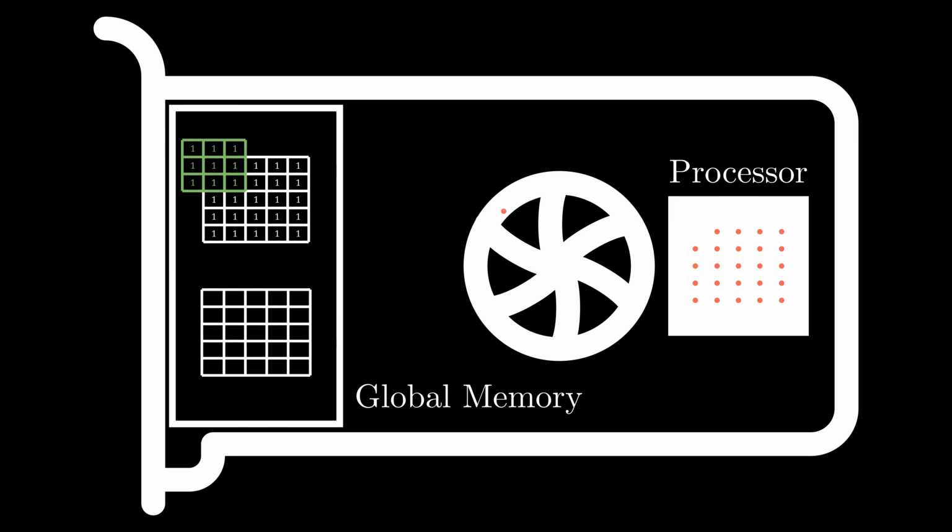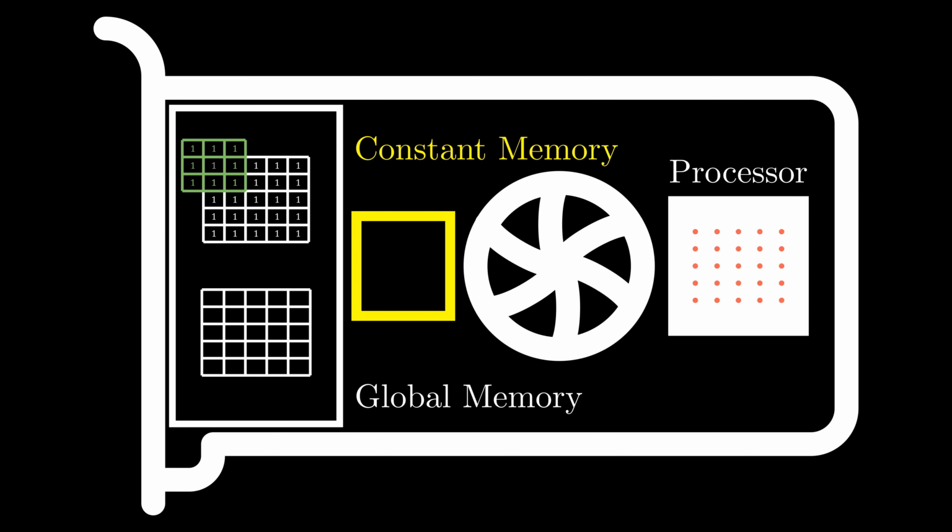Let's start with the filter. Besides global memory, GPUs also have a much faster constant memory unit. The main difference is that it's much smaller and GPU threads can only read from it. This was perfect for the filter because I needed only to read the filter values.